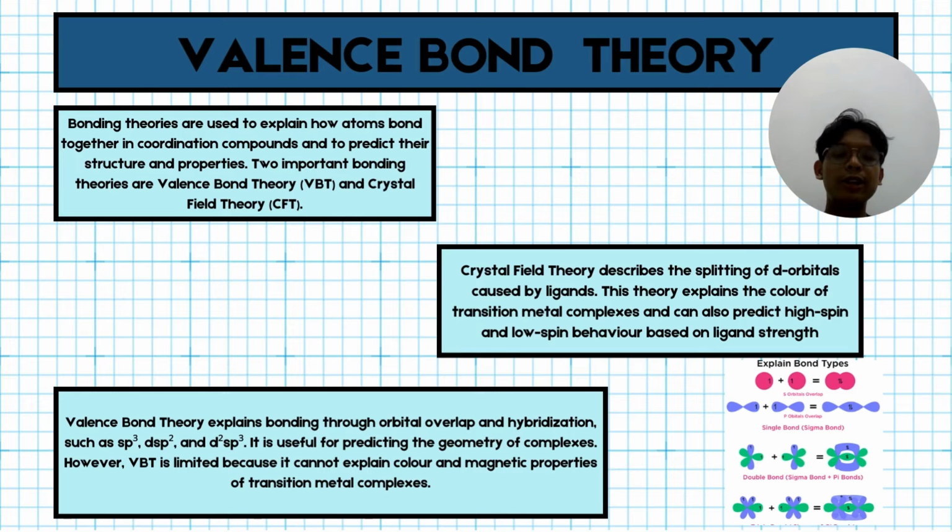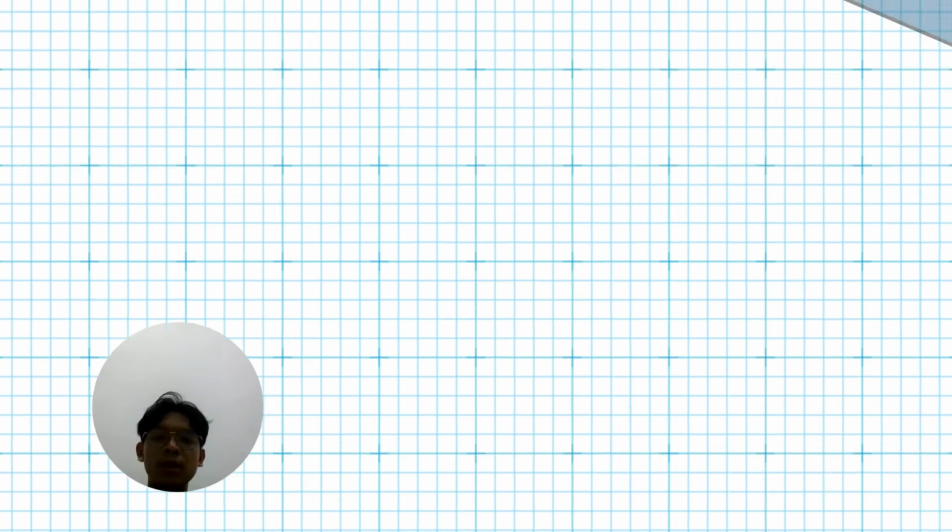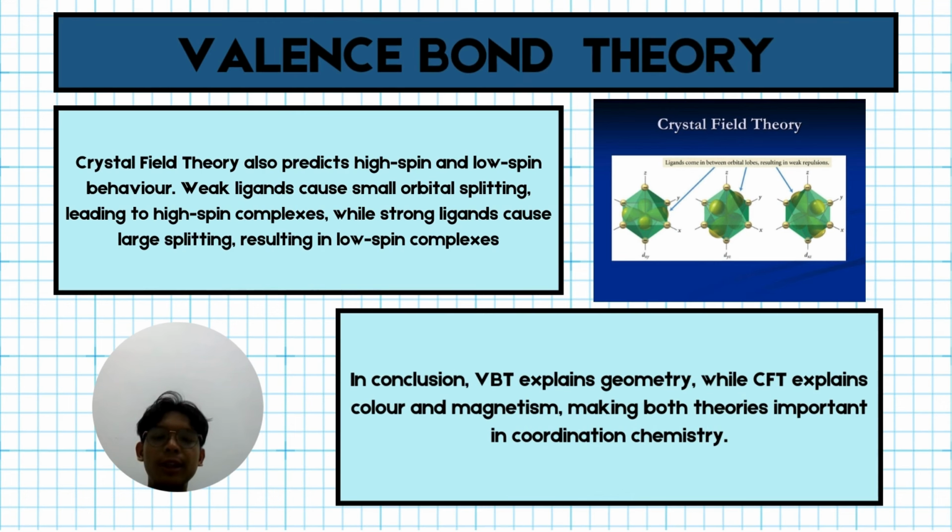This theory explains the color of transition metal complexes and can also predict high spin and low spin behavior based on ligand strength. Weak ligands cause small orbital splitting, leading to high spin complexes, while strong ligands cause large splitting, resulting in low spin complexes. In conclusion, VBT explains geometry, while CFT explains color and magnetism, making both theories important in coordination chemistry.